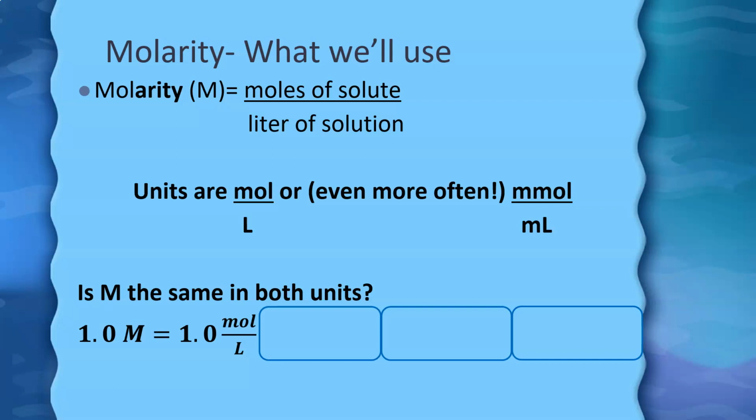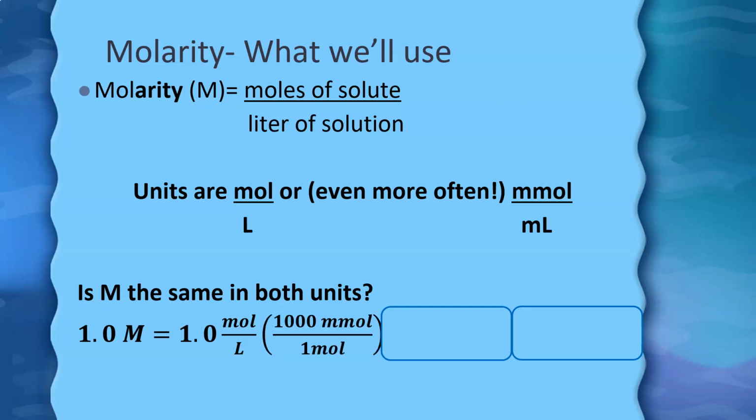One thing we could think about with molarity, big M, is whether the molarity is the same if I use moles per liter or millimoles per milliliter. So let's try and see. Here I have 1.0 big M. Oftentimes the big M is italicized. I know that big M stands for moles per liter, so that tells me I have 1 mole per 1 liter. So let's see what happens.